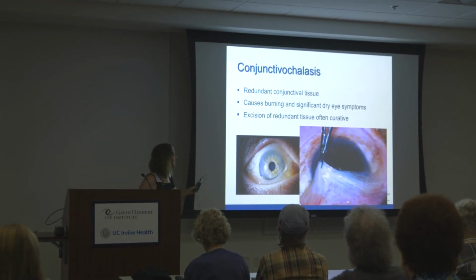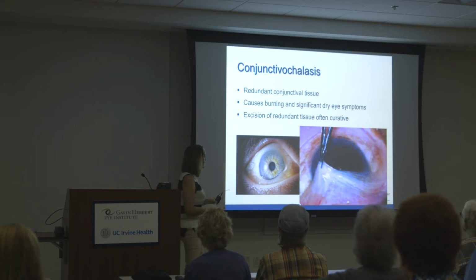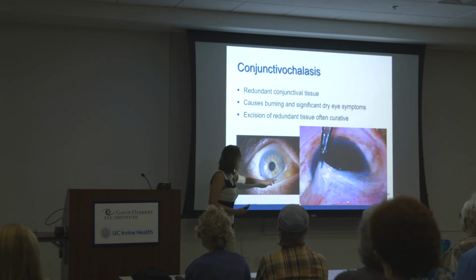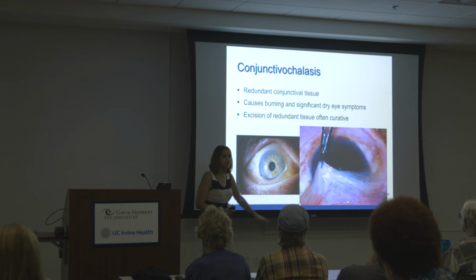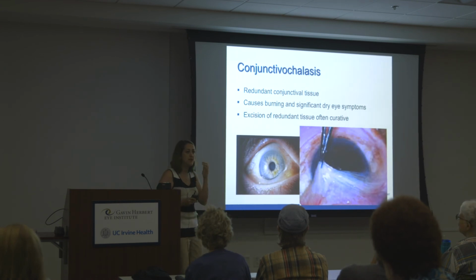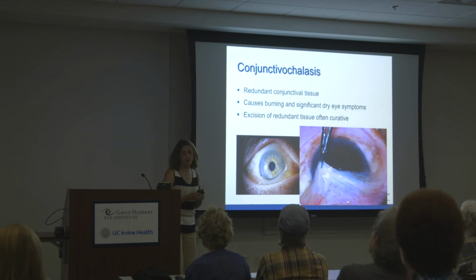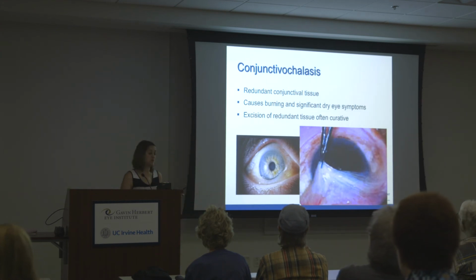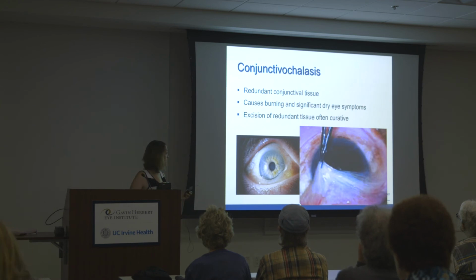Conjunctivochalasis, because I want to leave time for questions. This is when there's a lot of extra conjunctival tissue on the ocular surface. Sometimes it pooches out. Some patients say, I've got this sort of mucous membrane there all the time, and that's extra tissue. Sometimes we just trim that in the operating room, and the symptoms get better. So this can cause a lot of burning, and it's just from a little bit of extra tissue. It's like a tummy tuck for the eye.